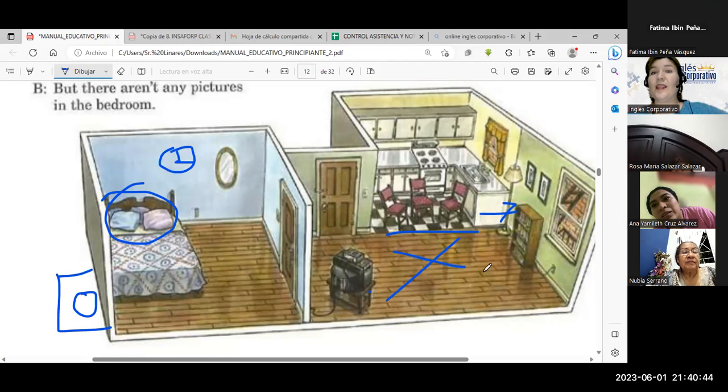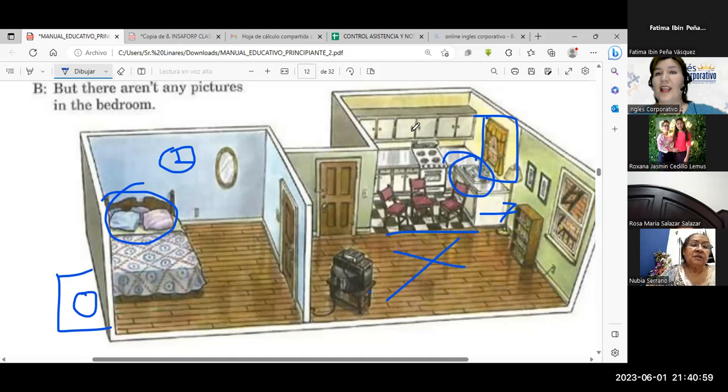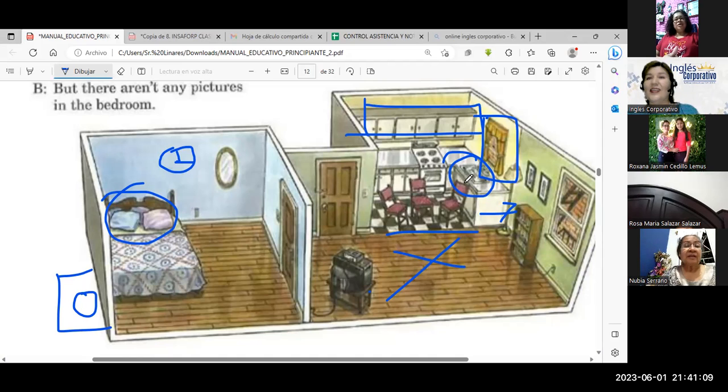There is a sink as well, right? There is a window and there is no refrigerator, right? What do you say, alacena, teacher? These ones, cabinets. There aren't curtains. Well, yes, we have curtains. And la otra no. Here we don't have curtains, right? We don't have curtains on the window.